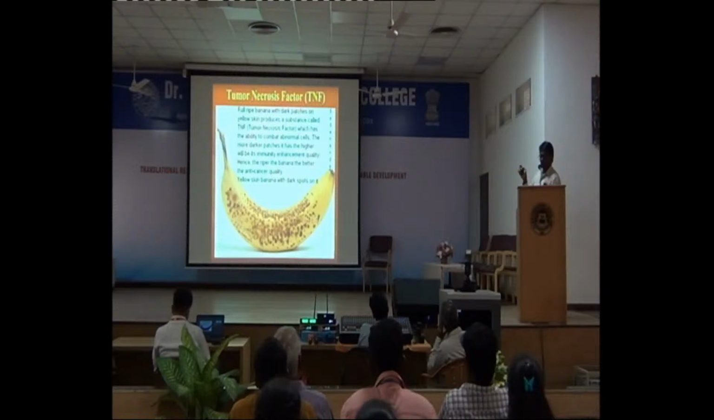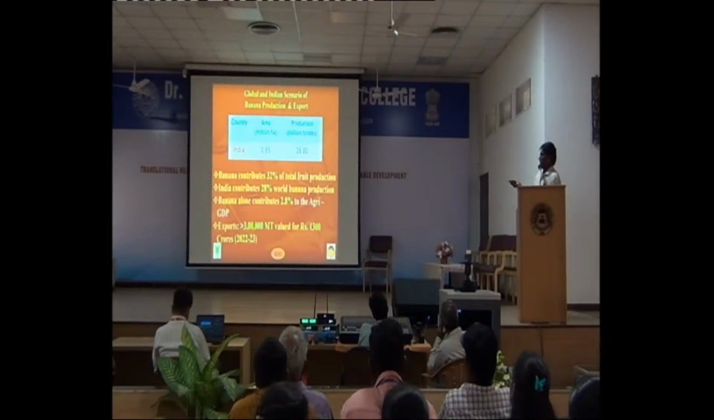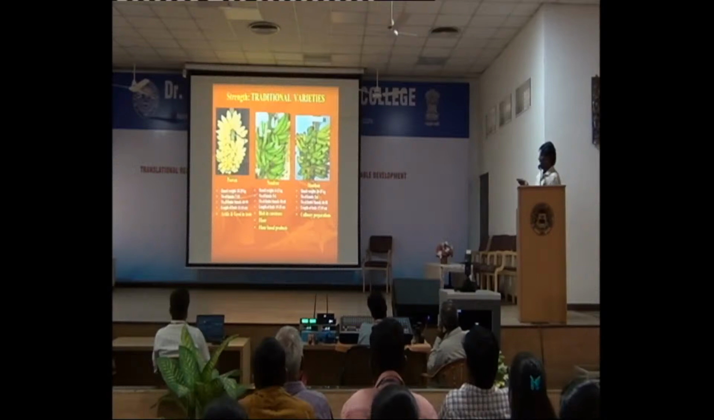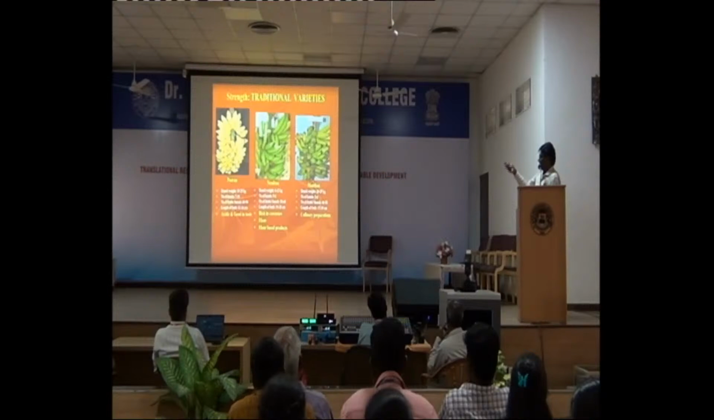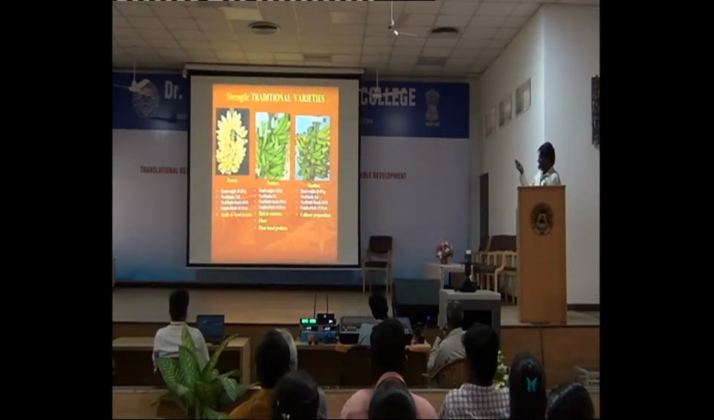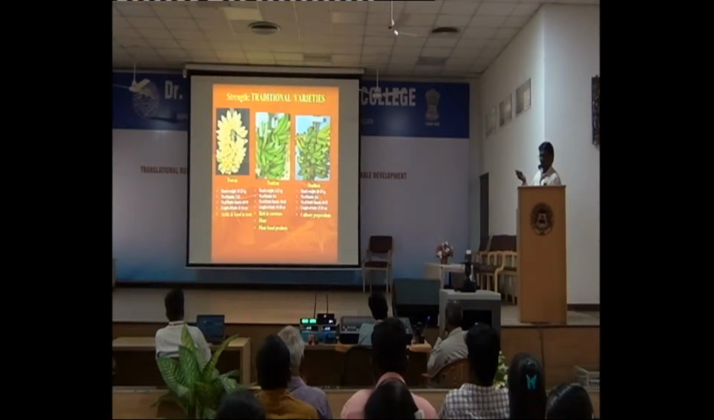India is the largest producer of banana in the world, from 8.5 lakh hectares. We produce 35 million tonnes. We are the leading producer in the world. We have some traditional varieties. Here you can see the Poovan variety, Nendran and Monthan. Nendran is a wonder variety. You can make a lot of value-added products from banana, rich in carotenes and also rich in resistant starch. Resistant starch is very good particularly for diabetic patients. We can make a lot of flour-based products out of Nendran.